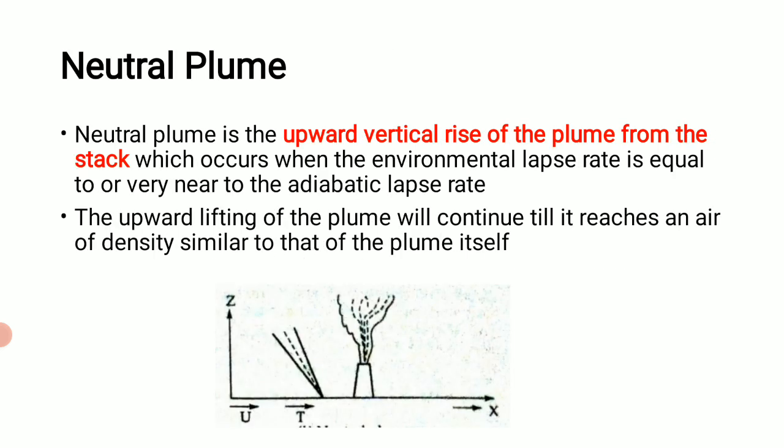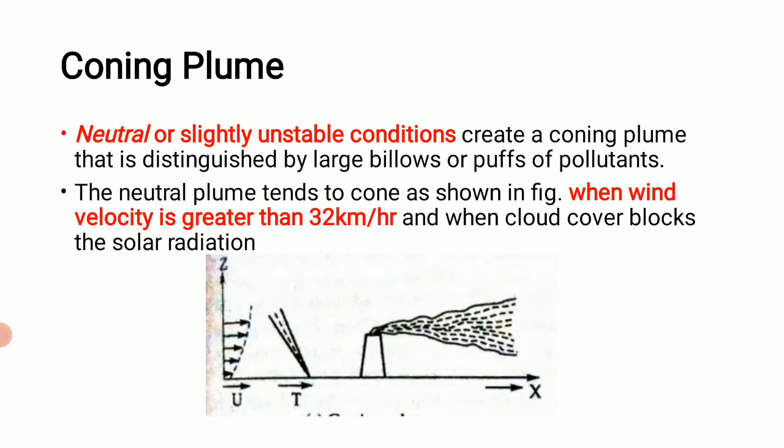Next one is neutral plume. Neutral plume is the upward vertical rise of the plume from the stack, which occurs when the environmental lapse rate is equal to the adiabatic lapse rate. So this kind of plume behavior happens when there is a neutral environment, that is when ELR is nearly equal to ALR. So there will be upward vertical rise of the plume. This upward vertical rise will continue until the density of the plume becomes equal to that of the ambient air.